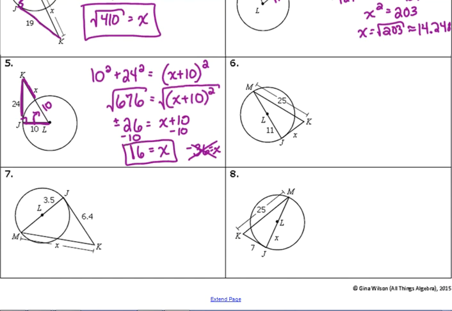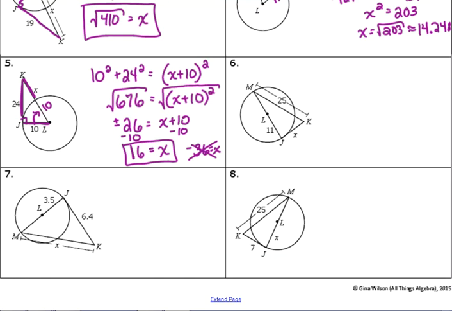And I would check that. I would make sure that when I put that x back in there, since it's part of my hypotenuse, that my hypotenuse is longer than the other two legs. So 16 plus 10 is 26. That is the longest of the legs of that triangle, so we're good.